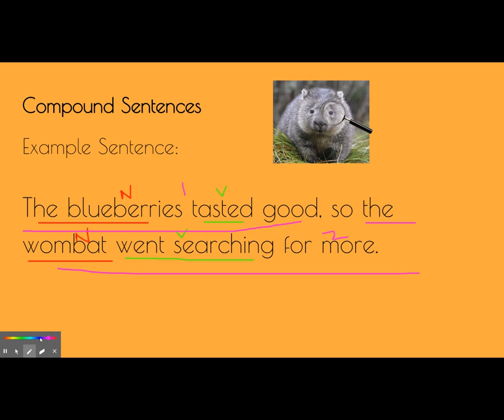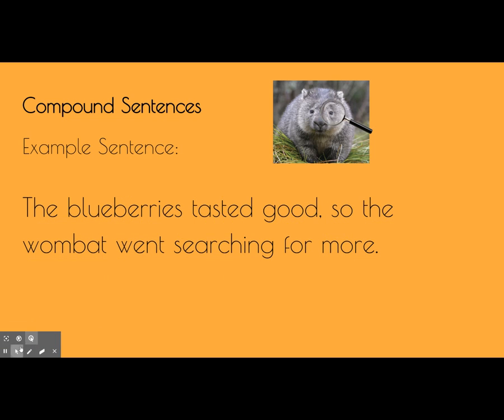And then if you look very carefully, you'll notice that there is a comma and a coordinating conjunction. For, and, nor, but, or, yet, so, fanboys words, that's combining these two separate sentences together. Of course, we could make them two separate sentences and just leave them that way. We could say the blueberries tasted good, period. Capital T, the wombat went searching for more, period. We could do that, but in this case, the author of this sentence has decided to combine them, so we add the comma and then the coordinating conjunction.